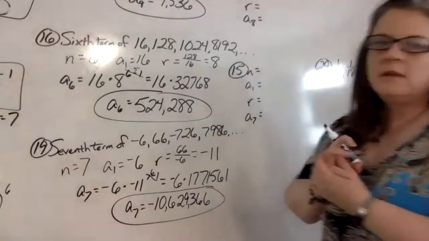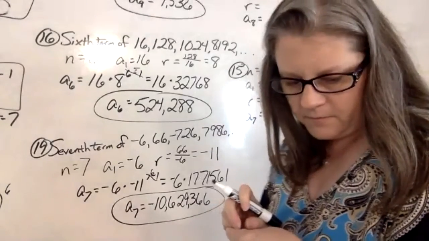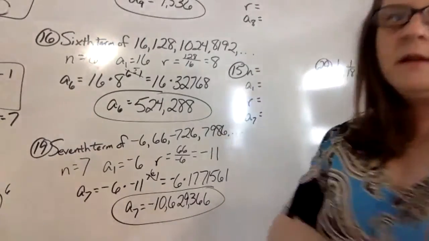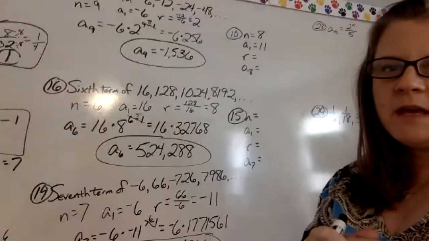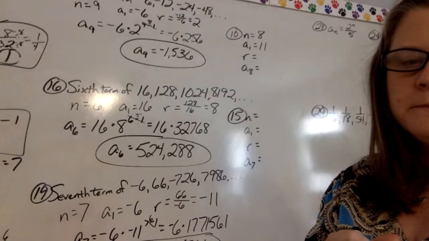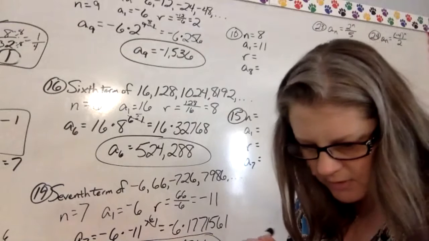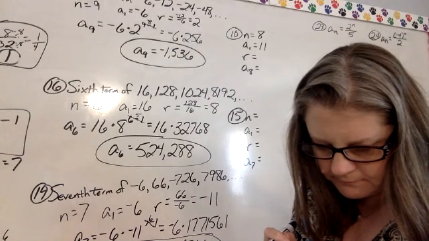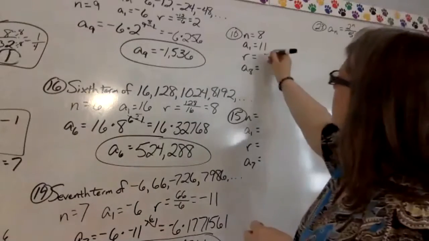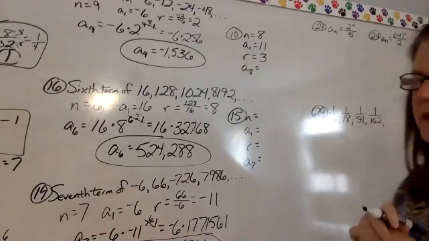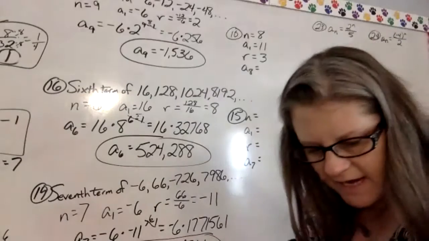When you find your common ratio, you take the second term divided by the first term. Are we on number 10? Yes. That would be the common ratio, 3. You have 33 divided by 11, so you get 3. And so you plug all those in, you work it all out, and you get the 8th term.